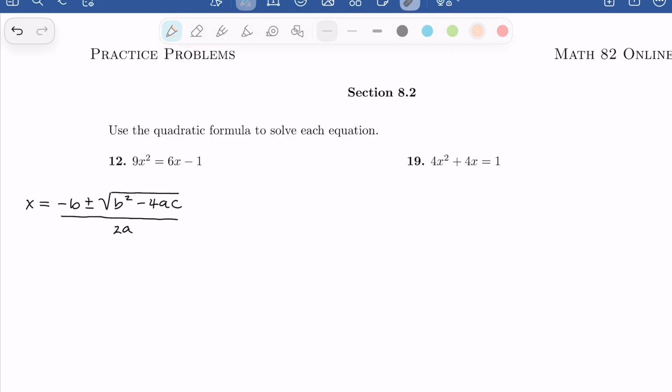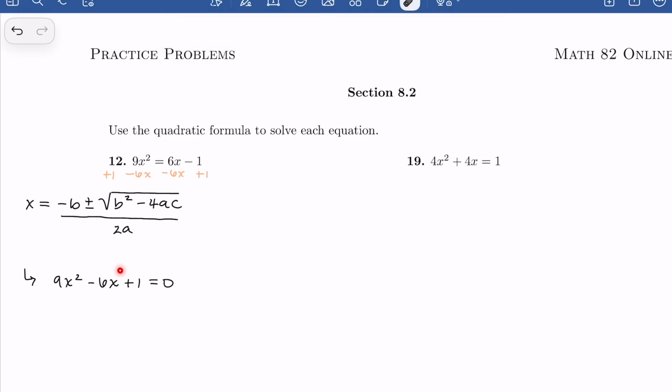So in standard form, we know that we're going to have all of our terms on one side of the equation and 0 on the right-hand side. So in order to do that, I'm going to subtract 6x from both sides of the equation and add 1 to both sides of the equation. Doing so, we're going to end up with 9x squared minus 6x plus 1 is equal to 0.